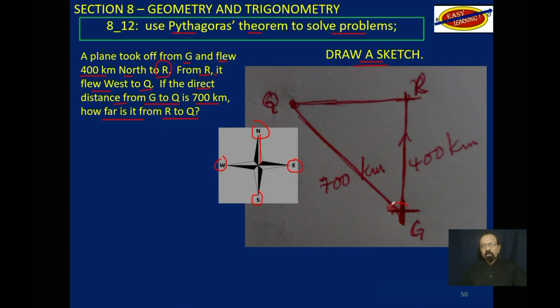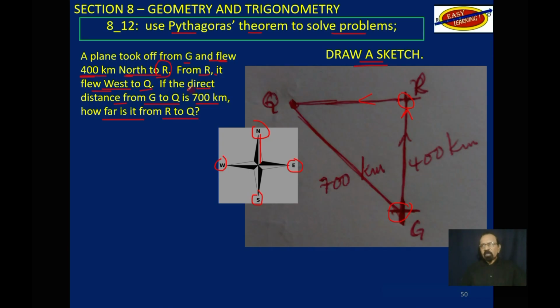So we start out at G here and flew 400 kilometers north to R. 400 kilometers north, that is north to R. From R, the plane flew west to Q. This is west to Q. But you are not told how far is that.